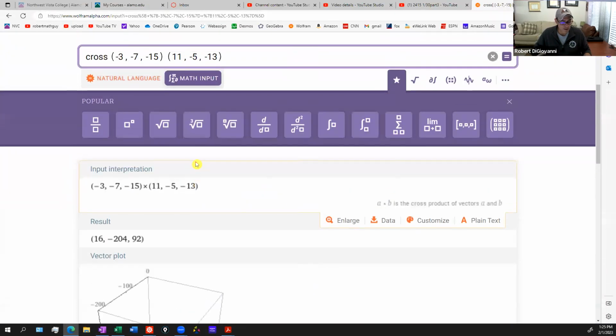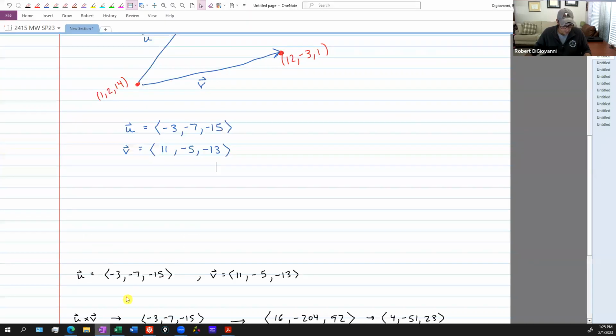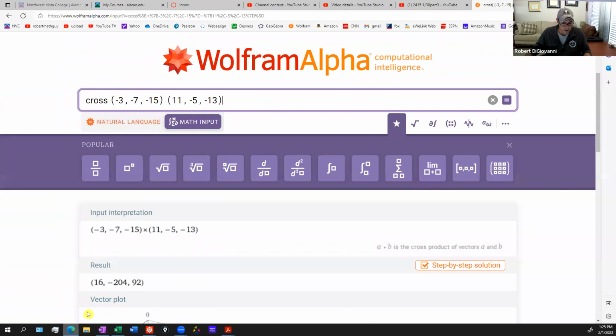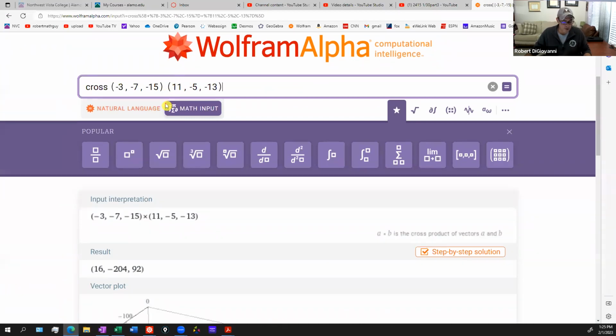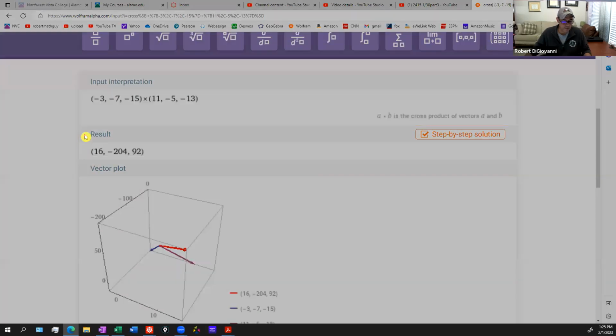And all I did is I typed in up here cross, and it'll take it even though there's parentheses, and it looks like these are points. It knows I'm trying to cross two vectors. And are those right? Did I put the right numbers? Make sure I didn't mess that up. Yeah, that should be right. Okay, so I asked Wolfram Alpha to cross it. It said, okay, I'm going to do a cross product, and it returned this vector right here.